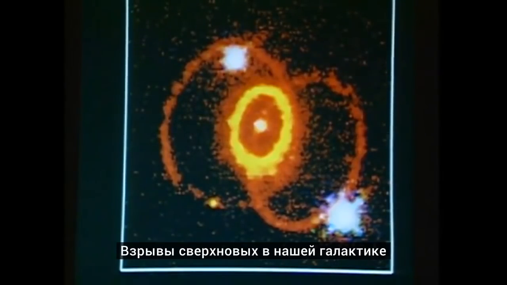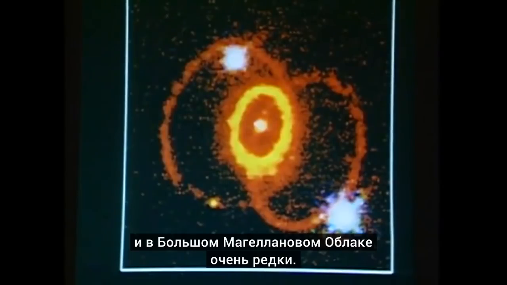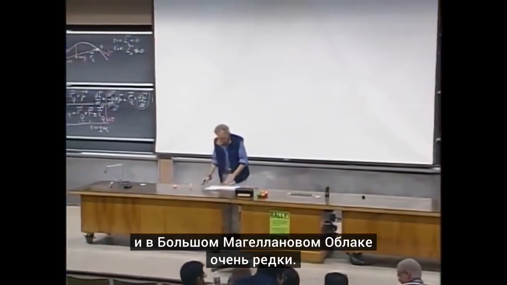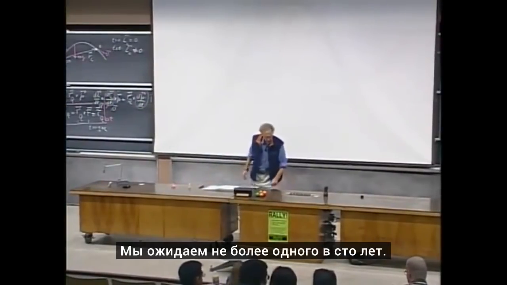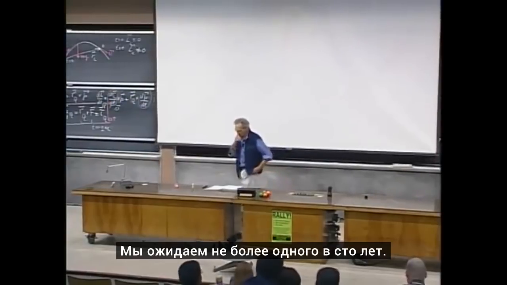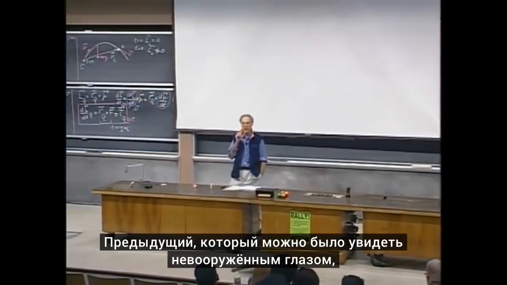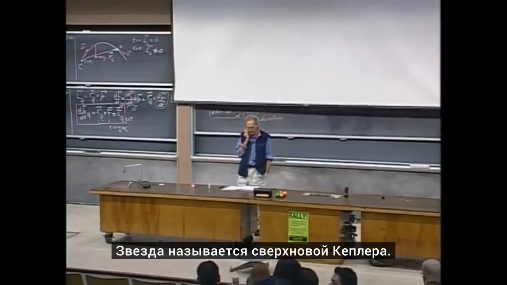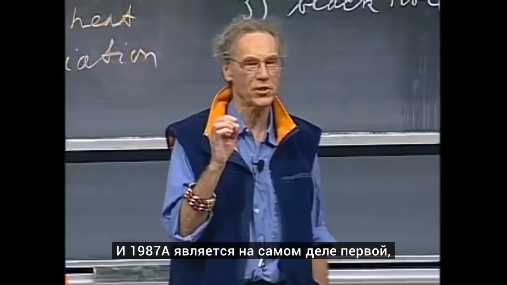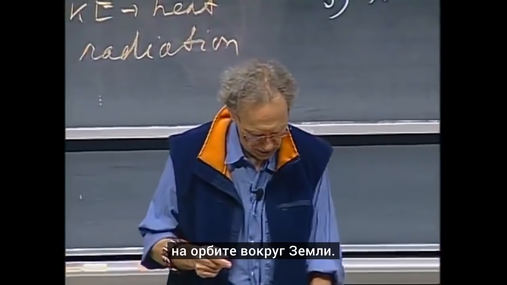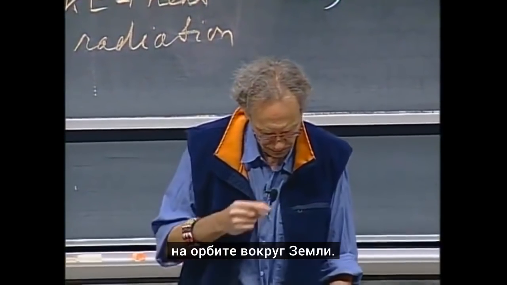Supernova explosions in our galaxy and in the Large Magellanic Clouds are quite rare. We expect no more than about 1 in 100 years. The previous one that could be seen with the naked eye was in the year 1604. It's called Kepler's supernova. And 1987A was really the first that could be studied with modern equipment, radio observatories, X-ray observatories in orbit around the Earth.